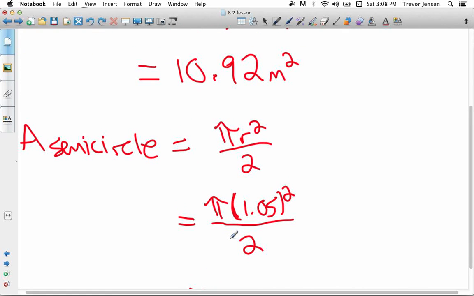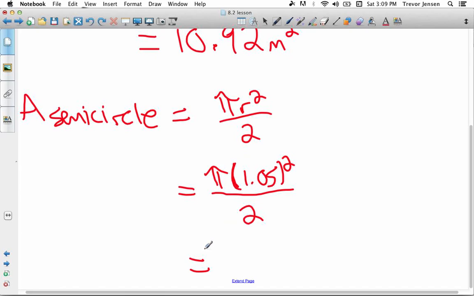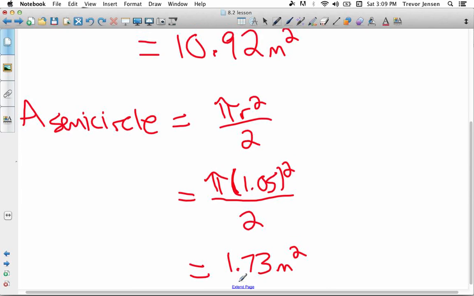And let's go ahead and do that. So pi times 1.05 squared, and I get 3.4636. That would give me the area of a full circle. I want the area of the semicircle, so half of that, divided by 2, I get 1.7318. I'll round to the nearest hundredth right now, so to 2 decimal places, 1.73 meters squared.